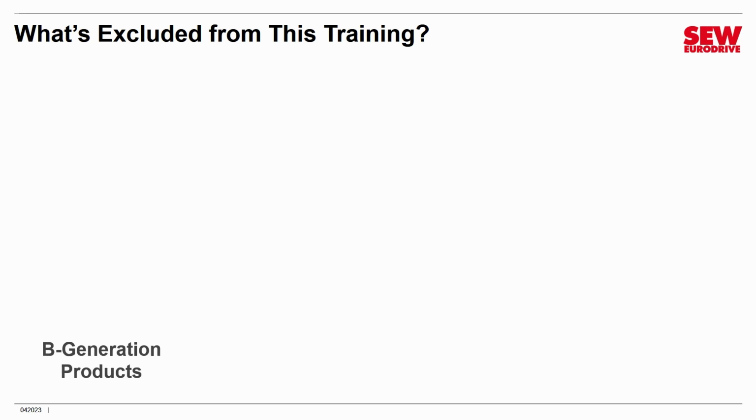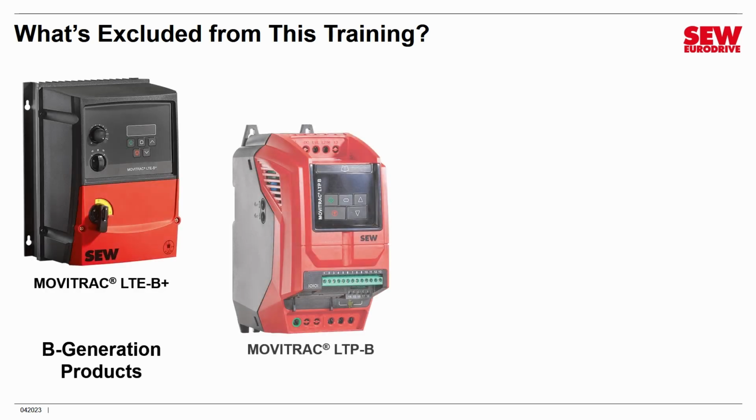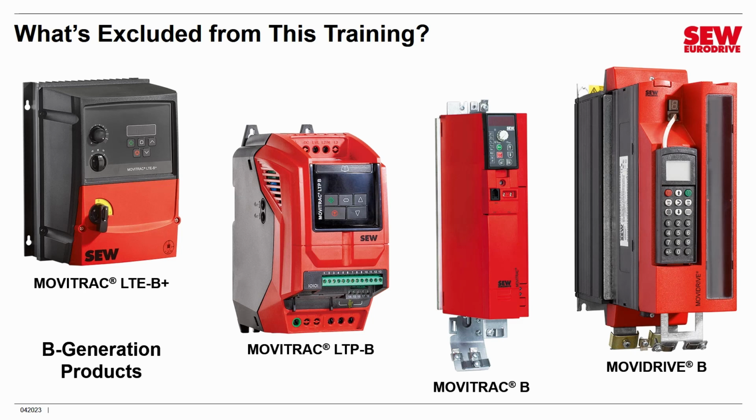We're also not going to talk about the B generation products. Things like MOVI-Track LTE-B+, MOVI-Track LTP-B, the MOVI-Track B, and the MOVI-Drive B. MOVI-Drive B, as I've said before, there's a class already on YouTube. If you want to learn about that, plunge in. It's a fantastic course. I'm actually at this time preparing classes on the MOVI-Track LTE-B and LTP-B. Those will be coming out sometime in the months ahead. There will certainly be trainings for these, but we're not covering these either. It's just not possible to cover all our electronics in one course. It would be gargantuan. We have a huge electronics portfolio.